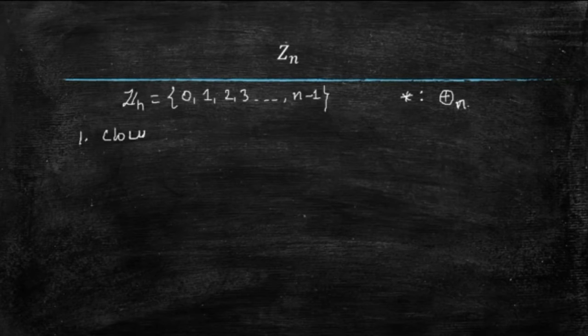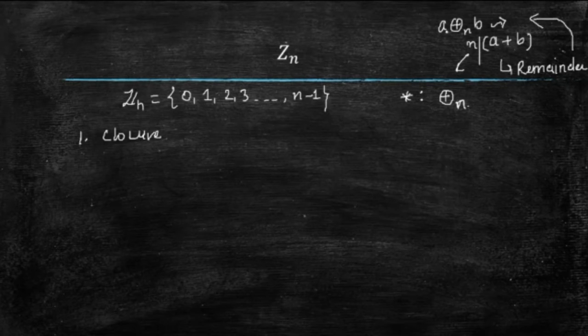First is the closure property. Basically, addition modulo n is nothing but, when you are applying it on two elements, you add the numbers like ordinary addition, and then you divide a plus b by n. Whatever remainder comes, that remainder will be the answer of a addition modulo n, b.